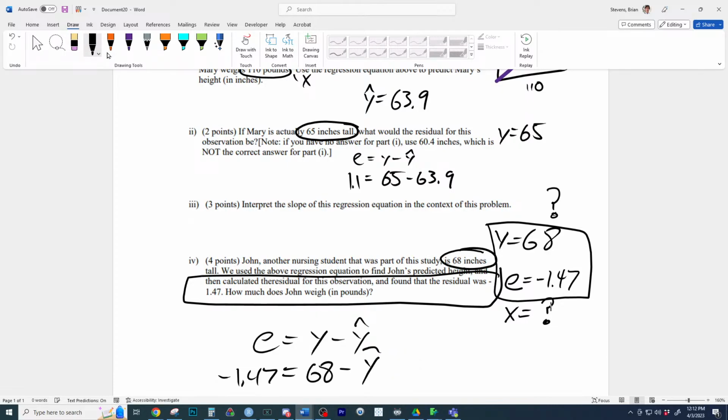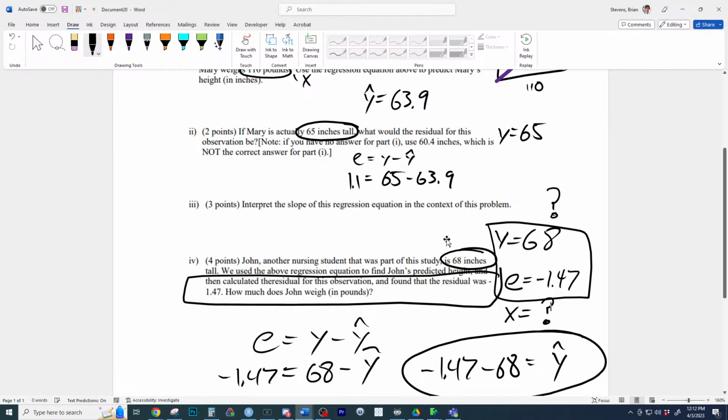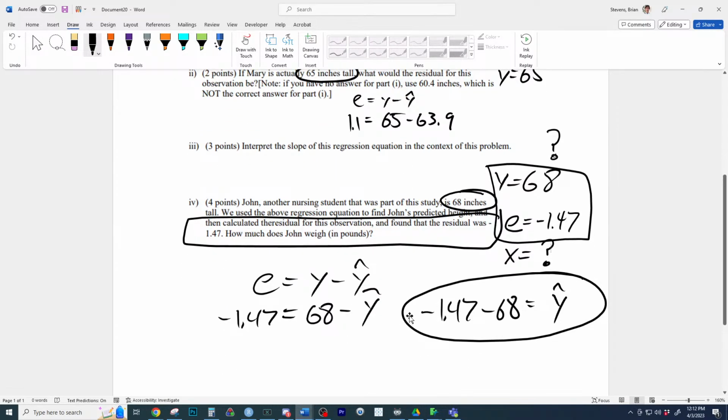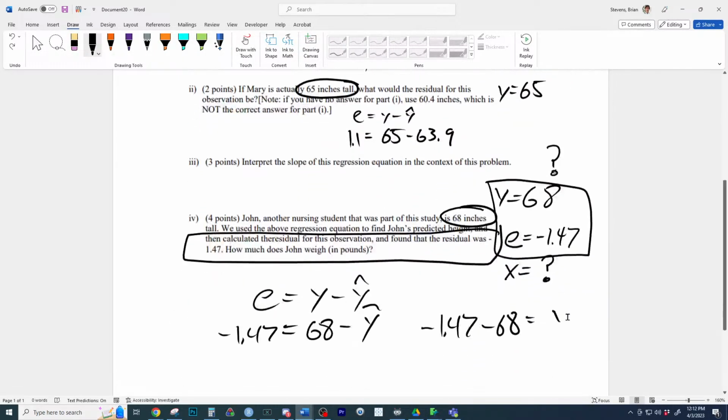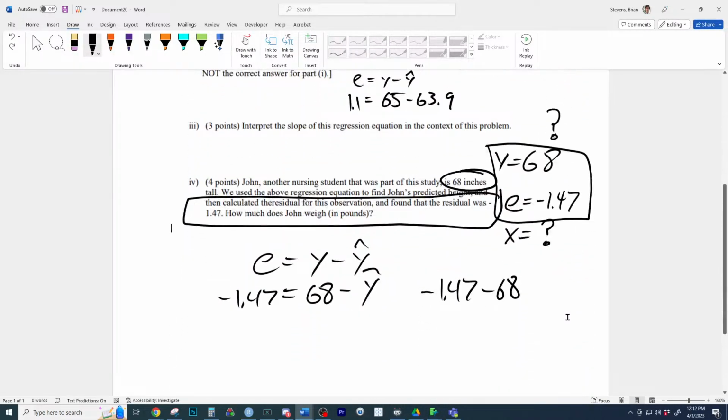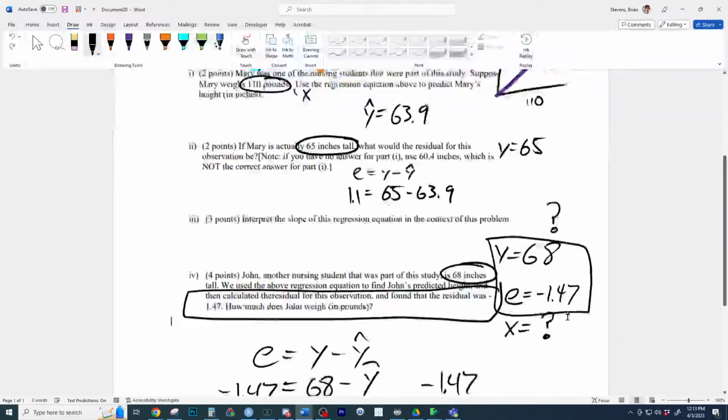And to solve for Y hat, you would go over here and subtract from both sides. So you'd go minus 1.47 minus 68 equals Y hat. Does that make sense? If you just solve this out right here, you will get the value. So you just subtract from both sides the negative 68, and you will find that Y hat equals, oh, and that's minus Y hat. So it would be minus that.